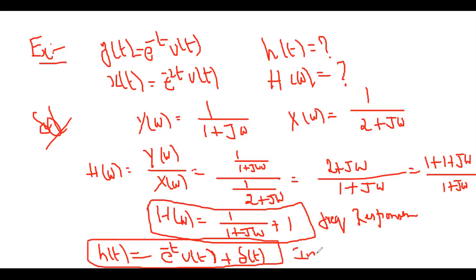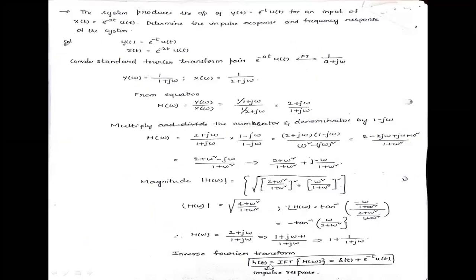Okay, my dear students. H of omega we got as 2 plus j omega by 1 plus j omega, and h of t is e power minus t mu of t plus delta of t. Now you can see we are getting the same answer. H of t, the impulse response, is delta of t plus e power minus t mu of t, and h of omega is 1 plus 1 by 1 plus j omega. Got it, my dear students?